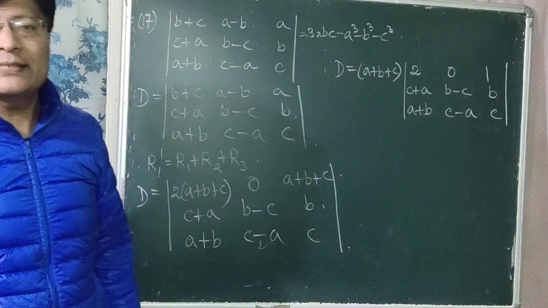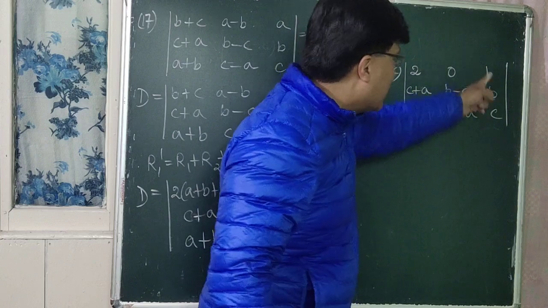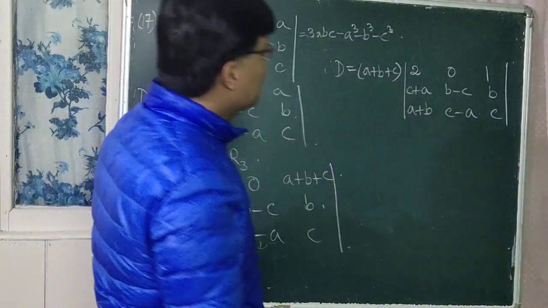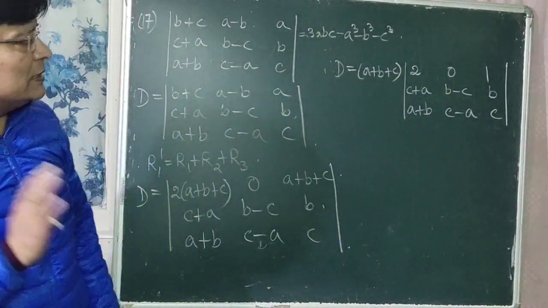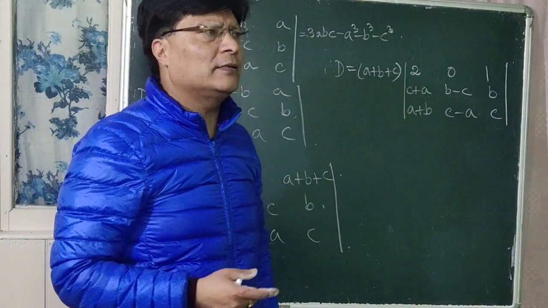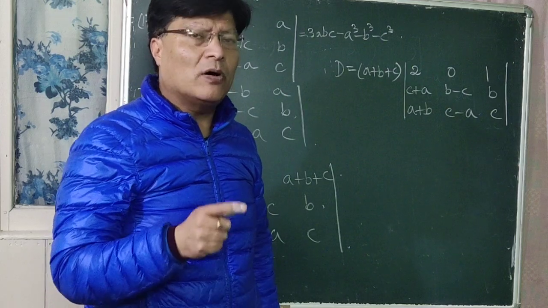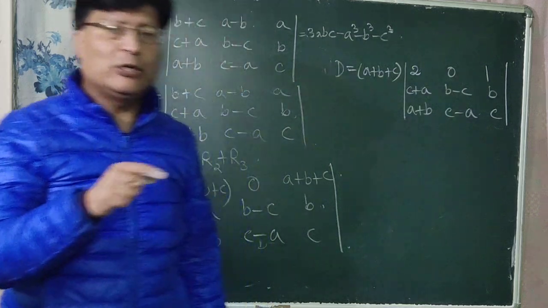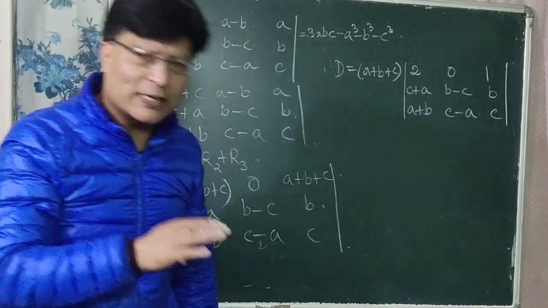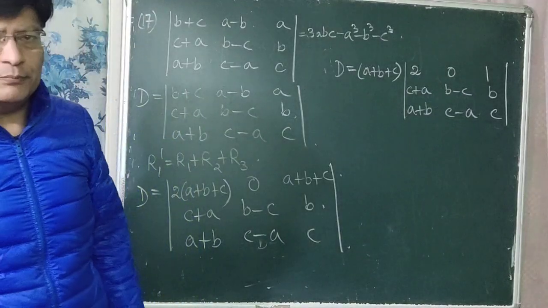So now what will you do in the next step? Now what do we do? Look, here one element is 0, so we can make one more element 0. How can you make it 0? Look at the blackboard. Now this is very, very important that in this case also we will use property number 5. You know property number 5? It was like R1 dash is equal to R1 plus KR3, or it may be in column also C1 dash is equal to C1 plus KC3. It may be C1 dash is equal to C1 plus KC2. So it depends upon the problem.